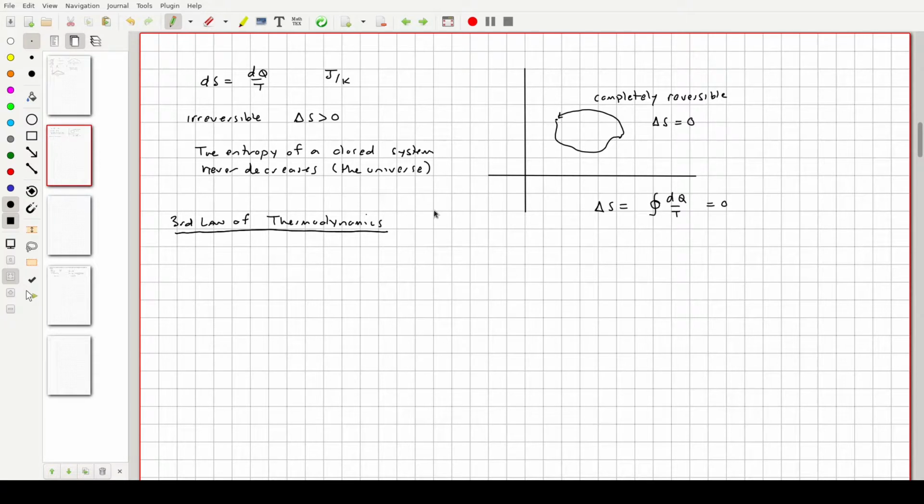Now, the third law of thermodynamics is a consequence in part of quantum mechanics. So if you think of temperature as being proportional basically to the average kinetic energy of the system, I'll just write it as K because that's what we did before.